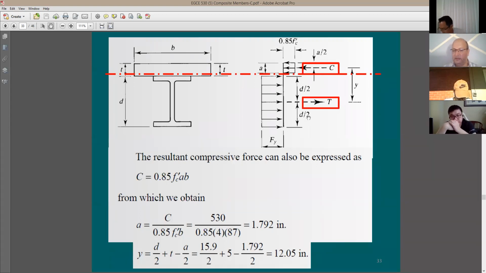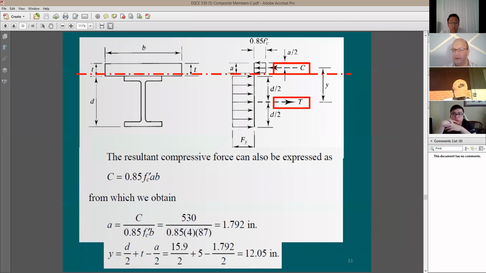As you see here, it's almost 1.8 inches for a. And for the distance from the tension to compression force, this y, the calculation is equal to 1/2 of the depth. If this is the total depth, this is 1/2 from this point to that point, plus 5 inches to get to the top of the concrete. Let me put some arrows here. To figure out the distance from here to there, it's equal to d over 2 plus the slab thickness, the 5 inch. So 15.9, the total depth of the steel beam, divided by 2, plus the 5 inch concrete slab thickness, and then you subtract a over 2 to come down to that point. So at the end, this is going to be your y, which is right here.